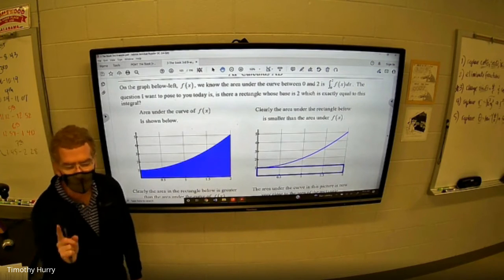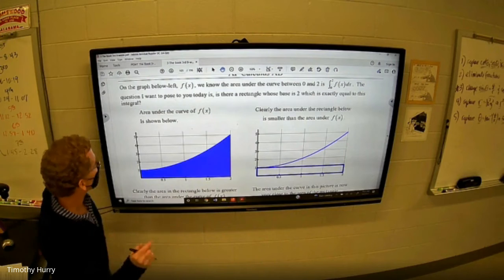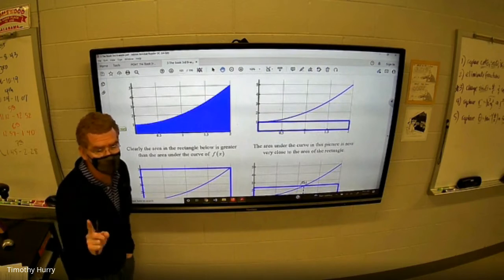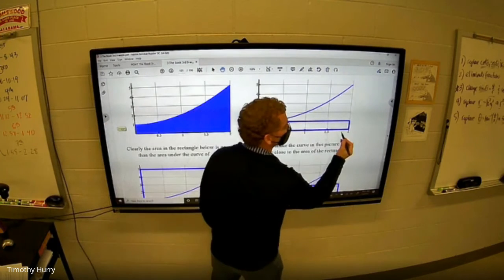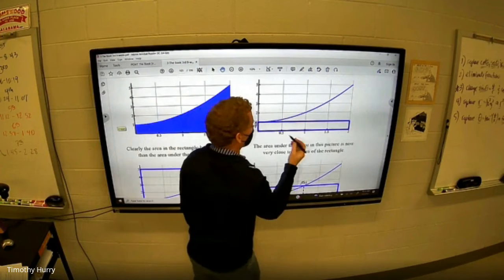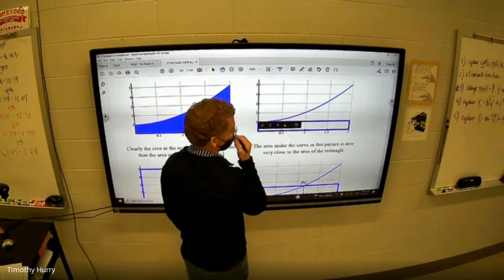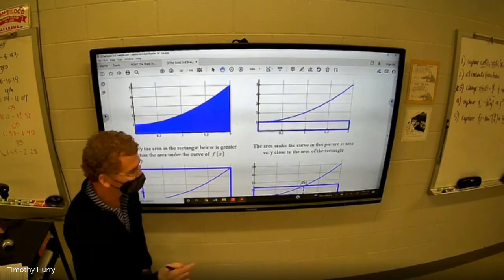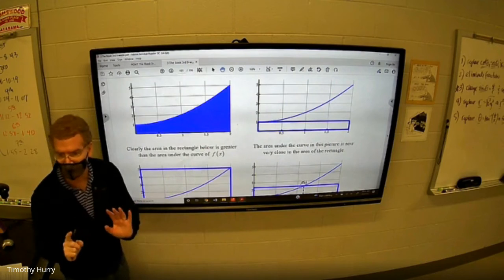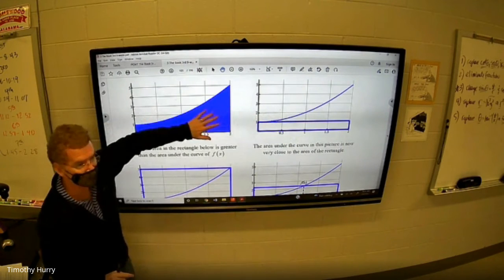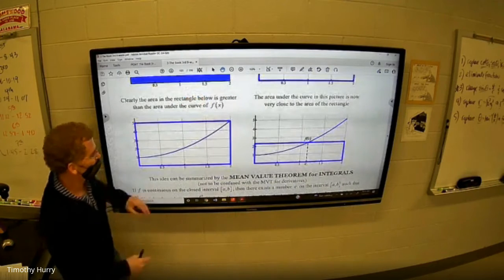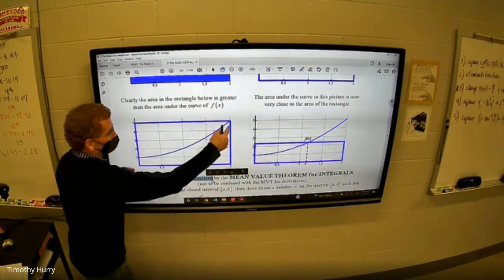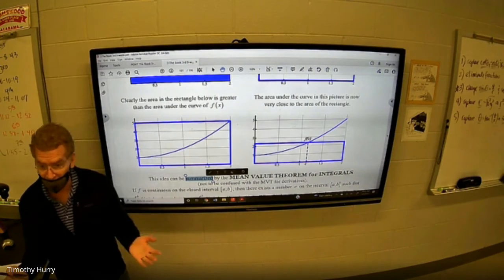Now, does it also make sense that if I take the base from beginning to end and multiply it by the smallest height, I get a rectangle whose area is clearly too small? What I'm saying is too small is that it's smaller than the real area. And does it make sense that if I take that same base and multiply it by the highest y value, I get an area that's clearly too big?